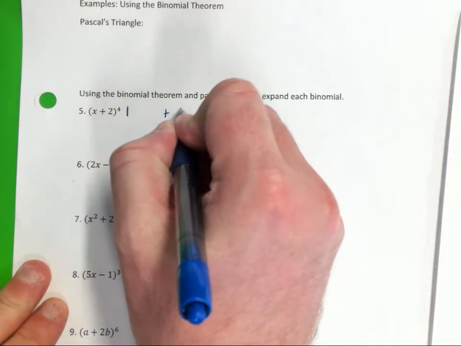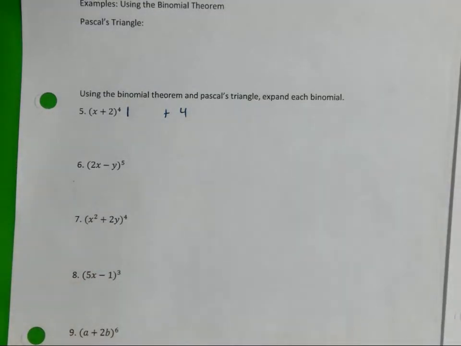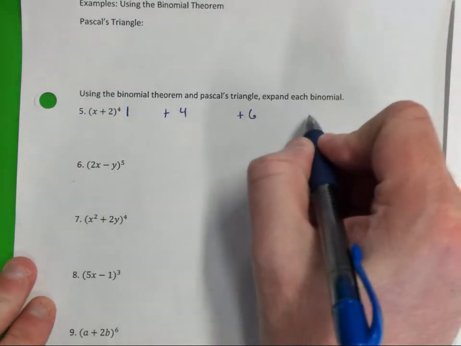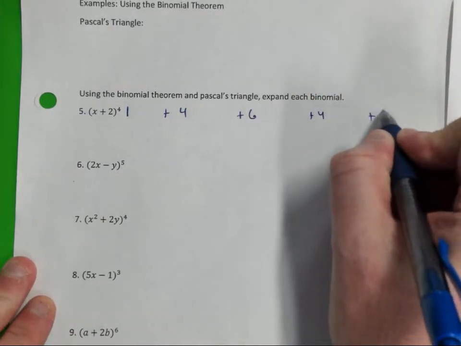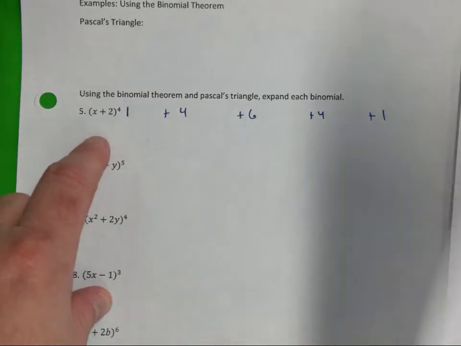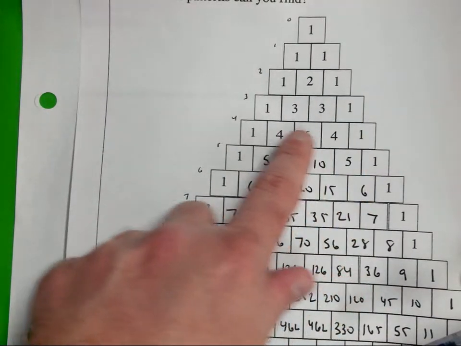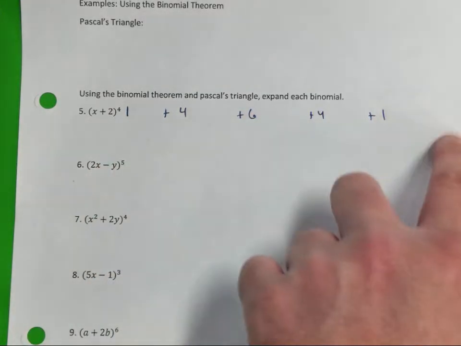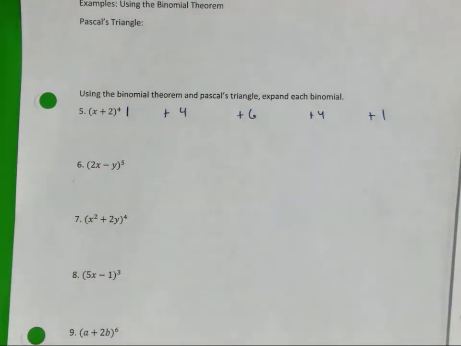I'm going to space it out. Okay? I'm going to the 4th power. 1, 4, 6, 4, and 1. I got those numbers from this row right here. Leave some space because you got to go back and put some stuff in there. Always put plus. 1, 4, 6, 4, and 1. Are we clear on that so far?